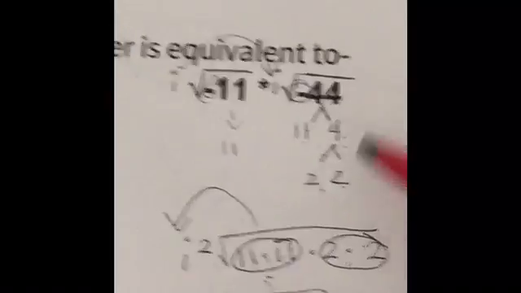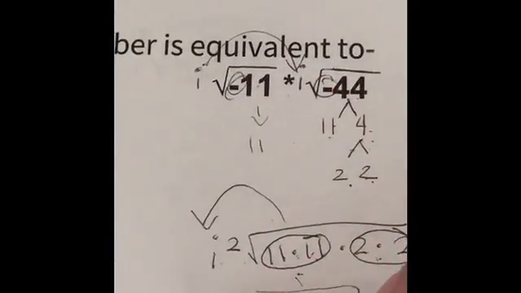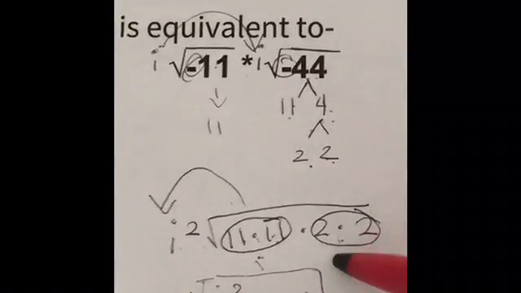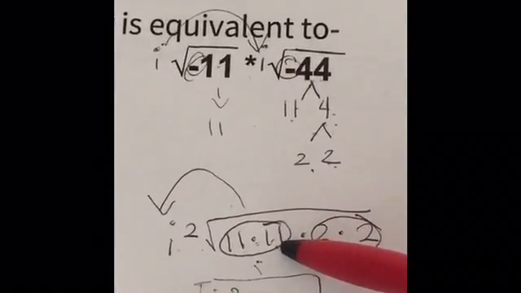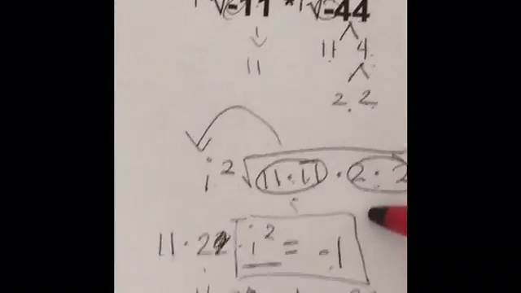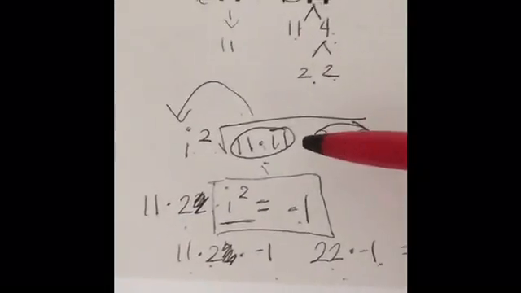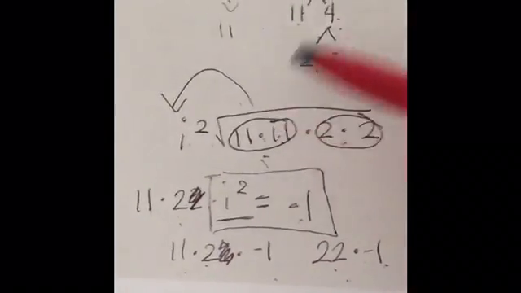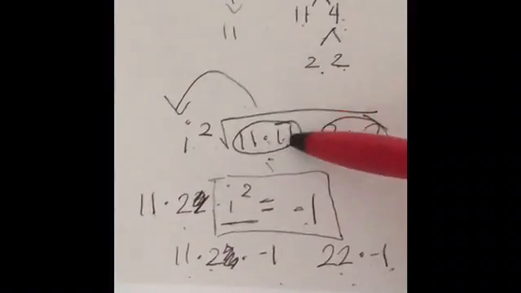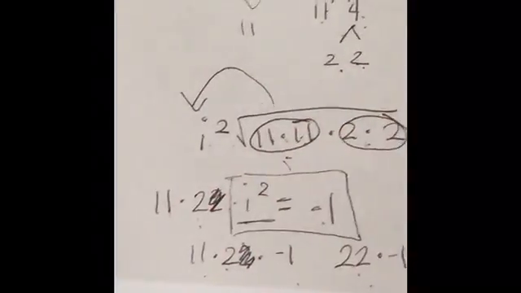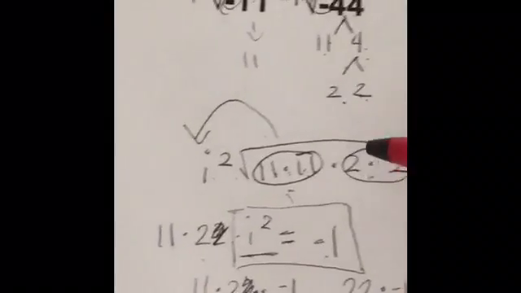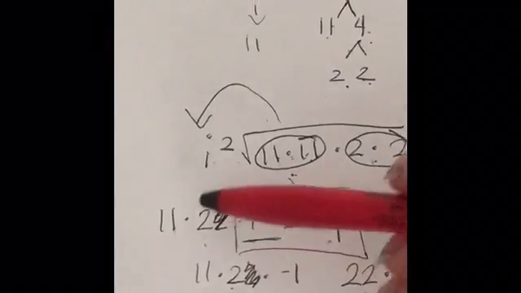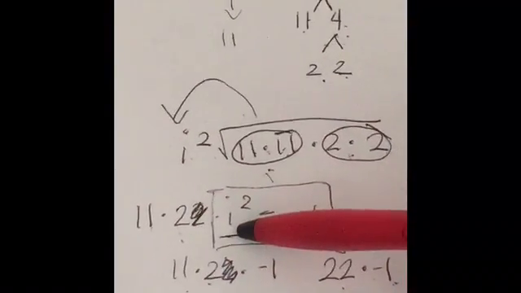Once done with that, add up the i's and make it i squared and put all the prime factors that are left under one square root, like 11 times 11 times 2 times 2. Next, you group the numbers into pairs. So 2 11s equals one 11 on the outside, and 2 2s equals one group of 2 on the outside. So what you're left with is 11 times 2 times i squared.